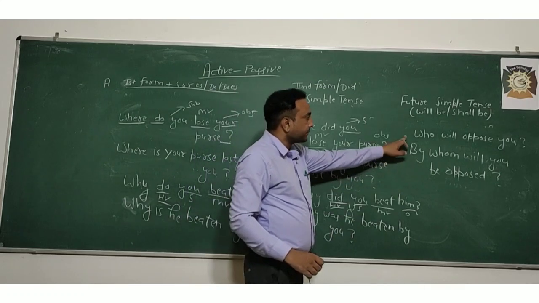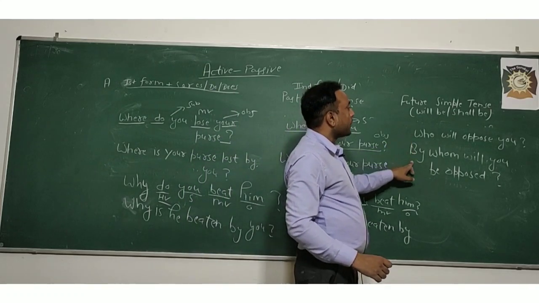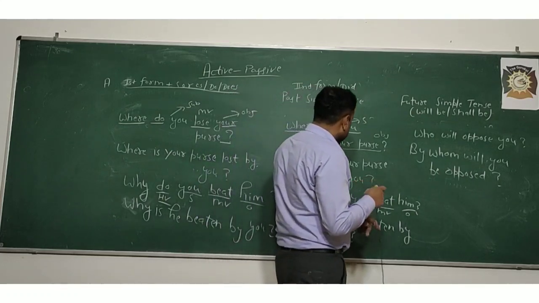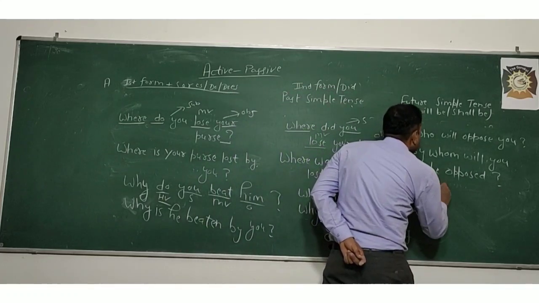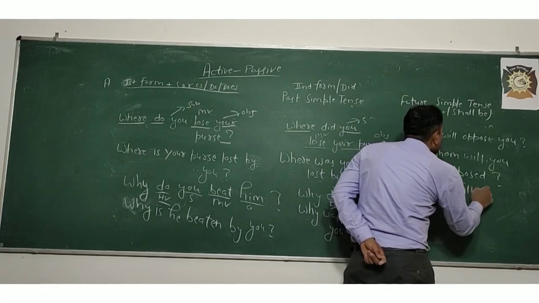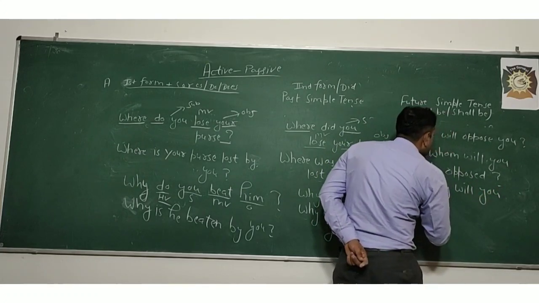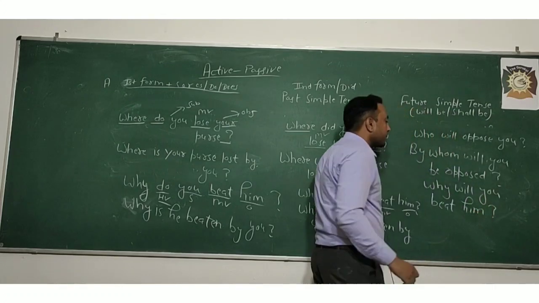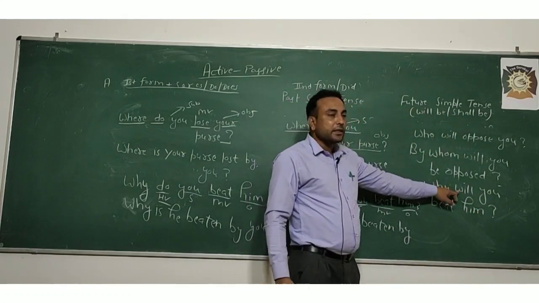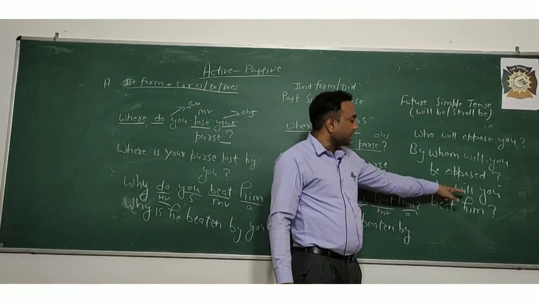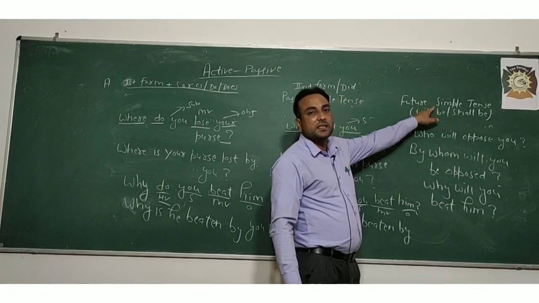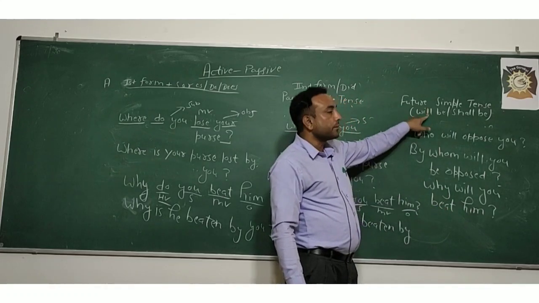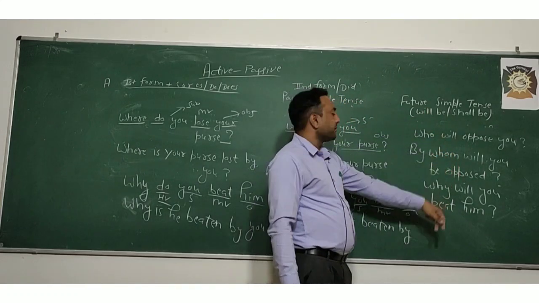Sorry, the same sentence I will use in future simple tense. Why will you beat him? Again, the sentence starts with the WH family, but there is "will". Will and the first form of the verb indicate that future simple tense is there. Change it according to the future simple tense.